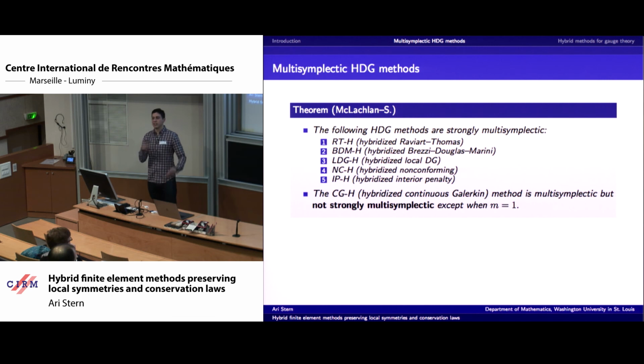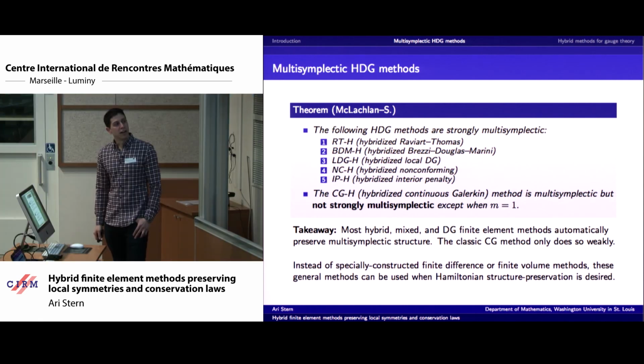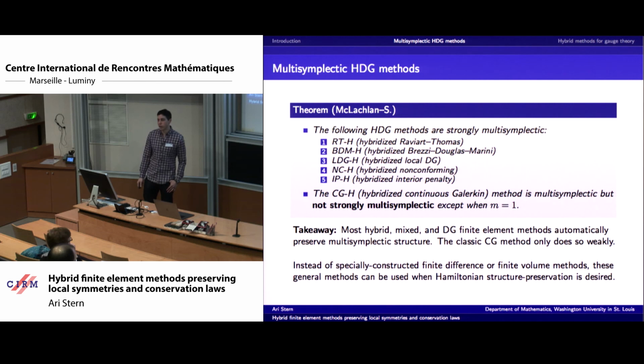So when you're just doing, say, time integration. Right, so the takeaway of this is really that instead of using specially constructed finite difference or finite volume methods, if you've got a Hamiltonian PDE and you want to preserve multisymplectic structure, you'd pretty much be fine applying any of these finite element methods, sort of off the shelf. And this tells you that that structure is going to be preserved.